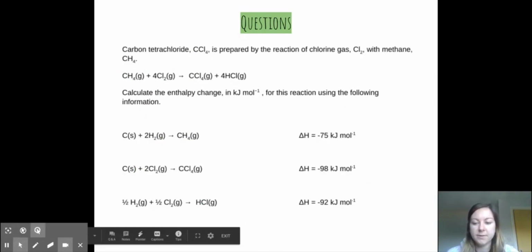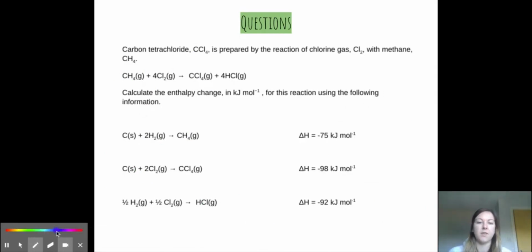Last but not least, carbon tetrachloride is prepared by the reaction of chlorine gas with methane, and it gives you that equation below. Calculate the enthalpy change in kilojoules per mole for this reaction using the following information. So again, we're being given 3 equations to use here and 3 different enthalpy change values for those equations. And we're just going to go along each of the substances in the equation and manipulate the equations to match.